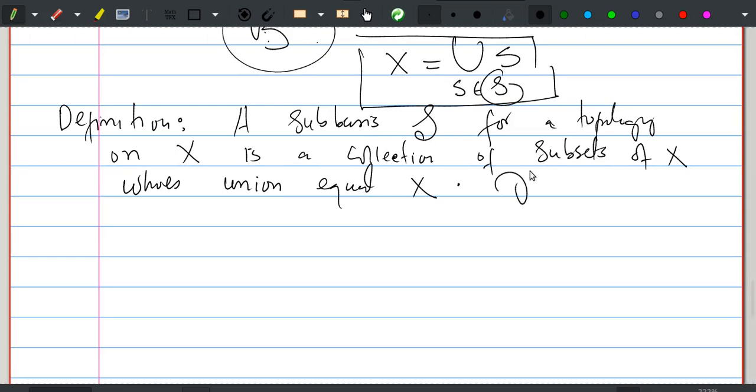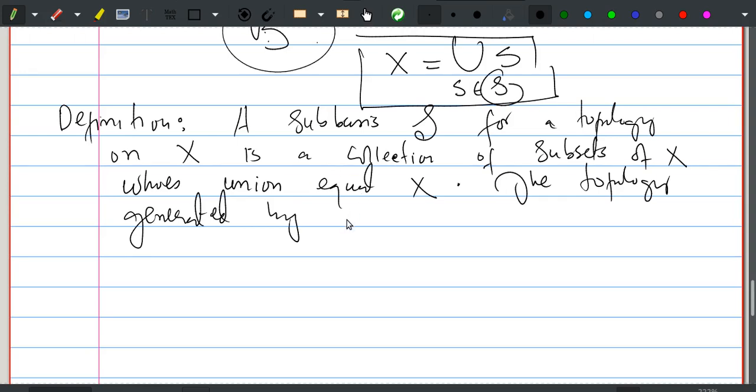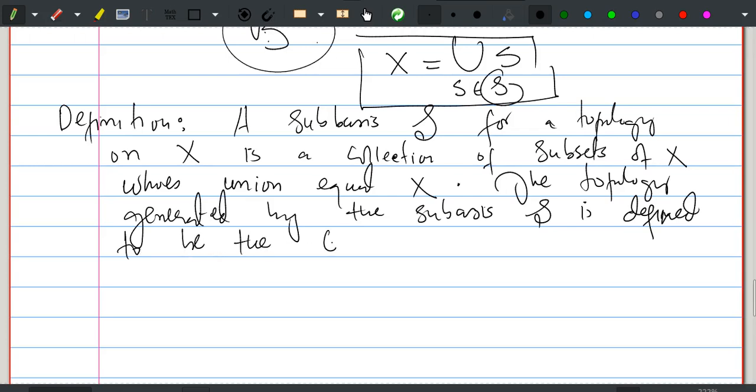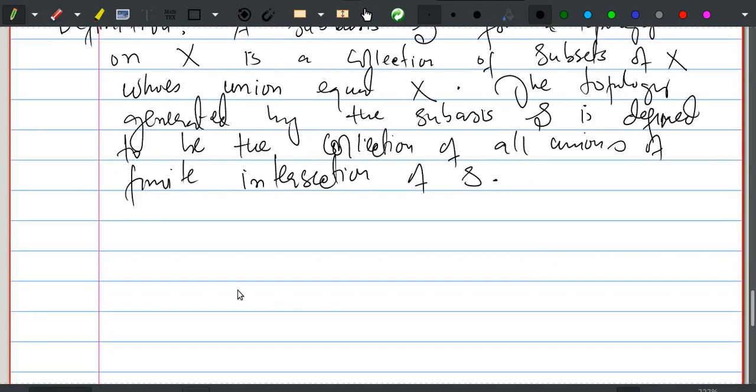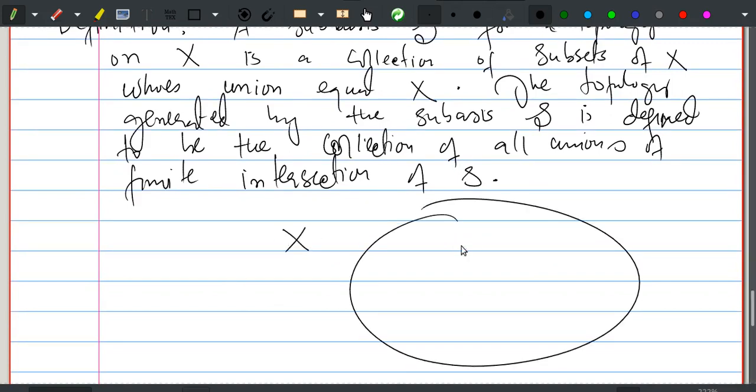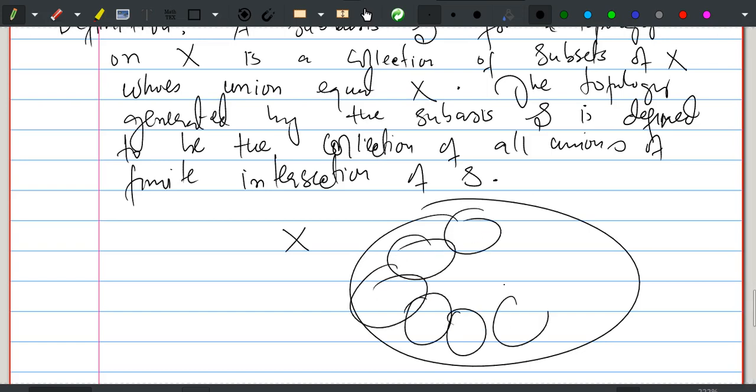Now the topology generated by this subbasis S is defined to be the collection of all unions of finite intersections of elements of S. So what do we mean by this? So if we are given a set X and we are given some subsets in X.